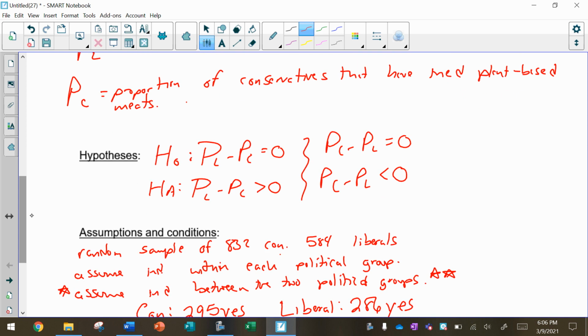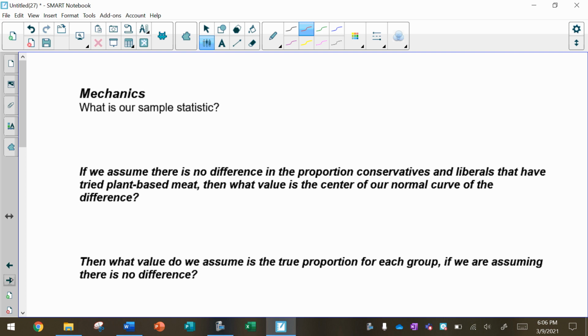Okay, so we have two parameters. We have a null hypothesis that there's no difference between those two parameters. And we have an alternative that the difference of PL minus PC is greater than 0. All right. What is our sample statistic? Well, let's see. P hat for the liberals is 286 out of 584. So 286 divided by 584. 0.4, oh, yeah, say 0.49.